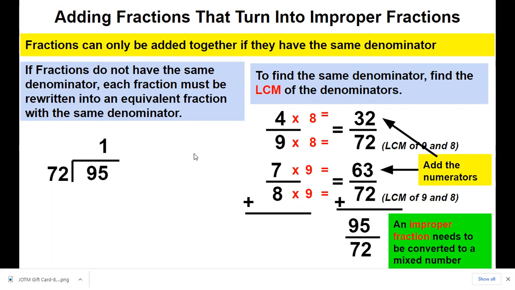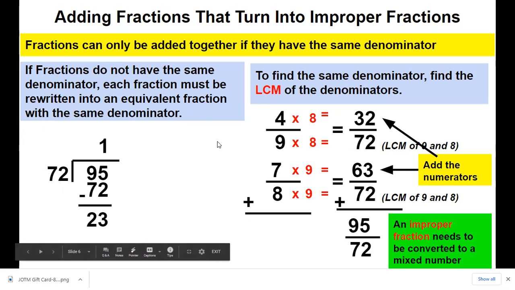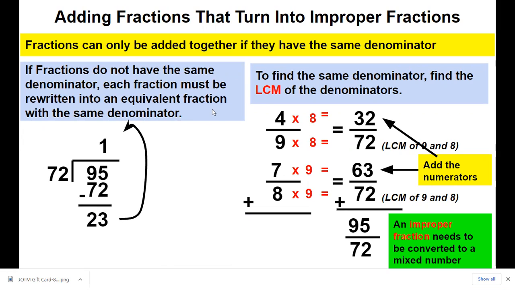1 72 will go into 95. If I was to try 2 of them, I would be way over, so it's only 1. 95 minus 72 is going to be 23, because 5 minus 2 is 3, and 9 minus 7 is 2. 72 won't go into 23, so then I'm going to take that 23, that's going to become the numerator of my fraction. So the bottom is going to stay, as always, a 72. So that is 95 over 72 rewritten as 1 and 23 72s. There is our answer.